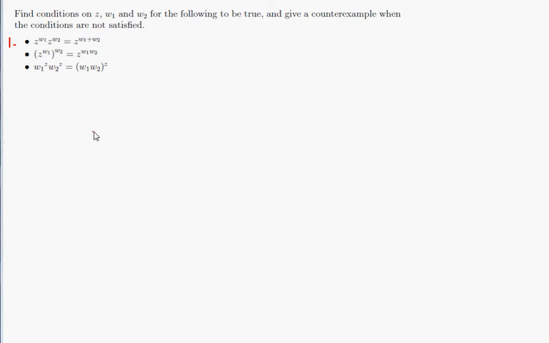This actually has the broadest range where it's true. This is true for any non-zero base, so z can be any complex number other than 0. And furthermore, w1 and w2 can be any complex number, period. And so this is true for pretty much any set of z, w1, and w2 as long as z does not equal 0.